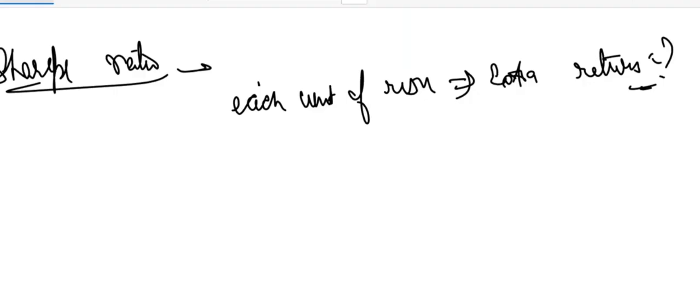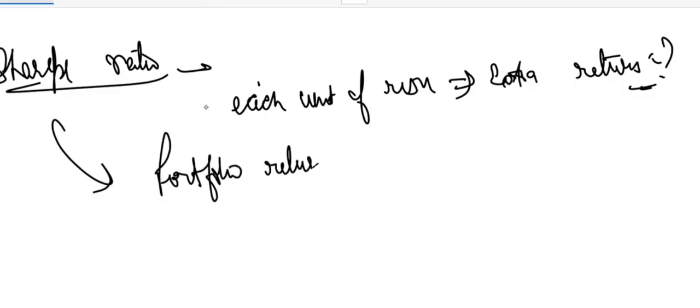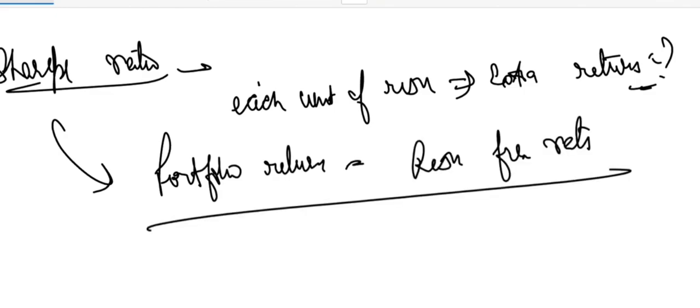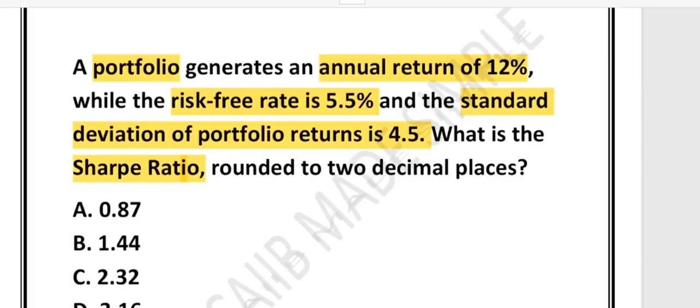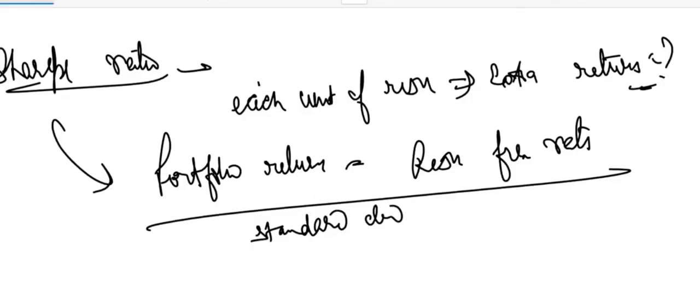So friends, the formula of Sharpe ratio is very simple. First of all, you write the portfolio return minus risk-free rate, divided by what? Standard deviation. Now friends, let's plug in the values that we have. In this case, annual return they have given 12%. Risk-free rate they have given 5.5%. So it is very simple, just plug in the formula: 12 minus 5.5 divided by 4.5.